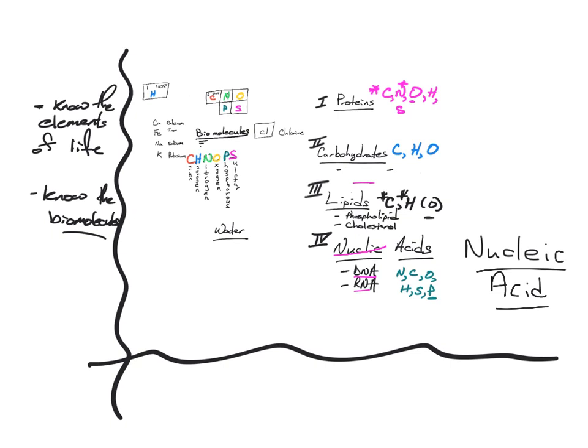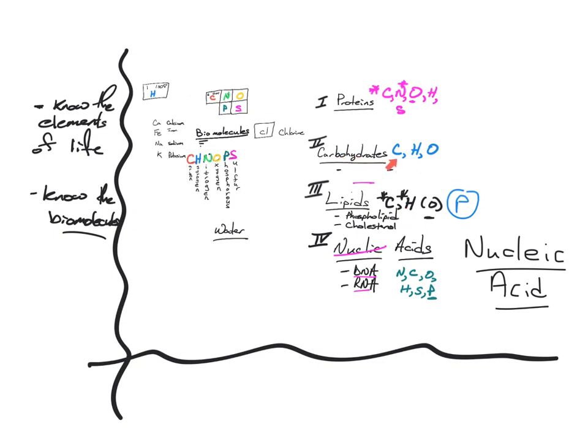The other correction I'd like to make is that certain lipids, specifically phospholipids, do have phosphorus as well. But again, the key to lipids is that the main component is carbon and hydrogen. Yes, there's some oxygen, but proportionally speaking, the majority of the atoms that make up a lipid molecule are carbon and hydrogen.